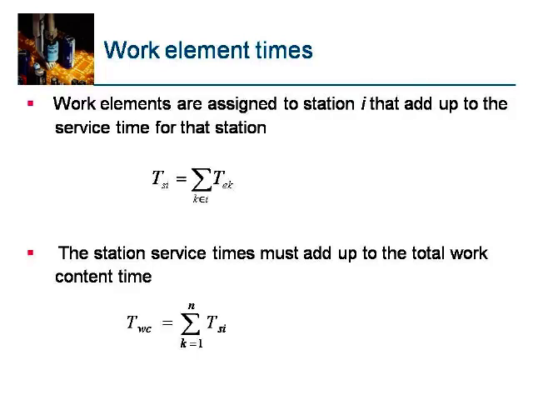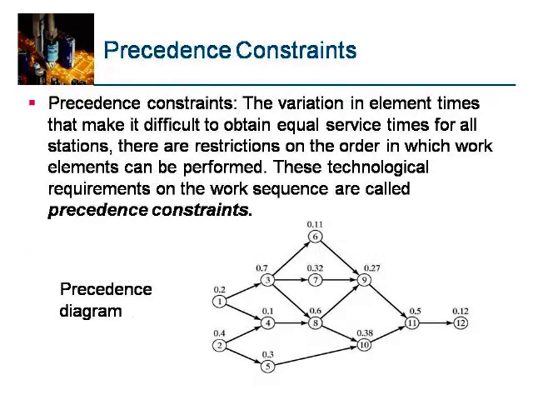The station service times must add up to the total work content time. TWC is equal to sigma i is equal to 1 to n TSi. Now the precedence constraints must be followed, otherwise it won't lead to a complete assembly. The variations in assembly times make it difficult to obtain equal service times for all stations. There are restrictions on the order in which work elements can be performed. These technological requirements on work sequence are called precedence constraints.